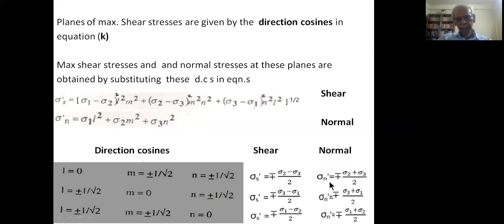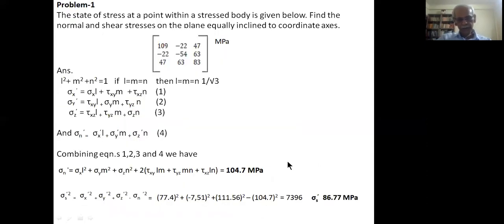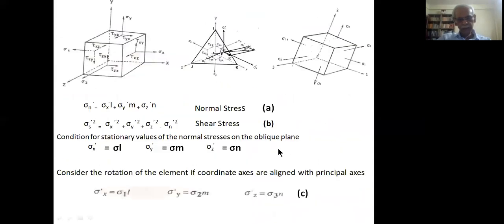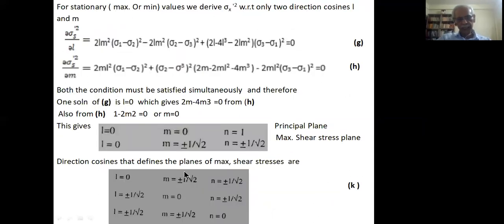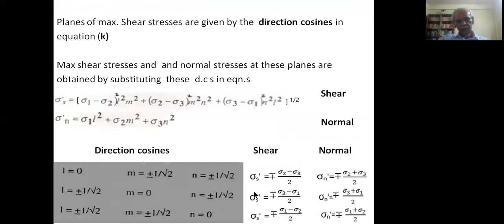If you look at the Mohr's circle, the 2D, what is the maximum shear stress? Sigma 1 minus sigma 2 by 2. And what is the normal stress? Normal stress is sigma 1 plus sigma 2 by 2. Remember this? So in the same way, we have got the shear stress as plus minus (sigma 2 minus sigma 3) by 2, and normal stress as (sigma 2 plus sigma 3) by 2.